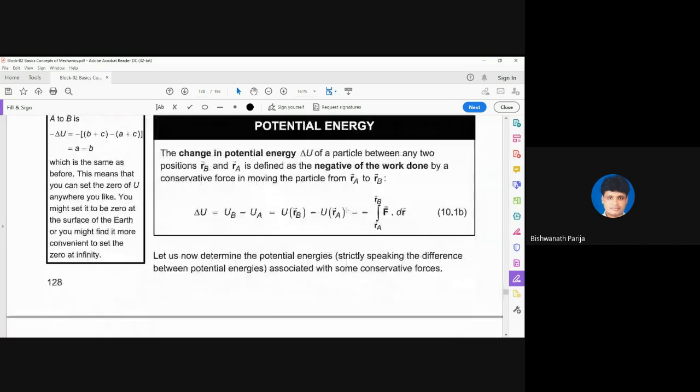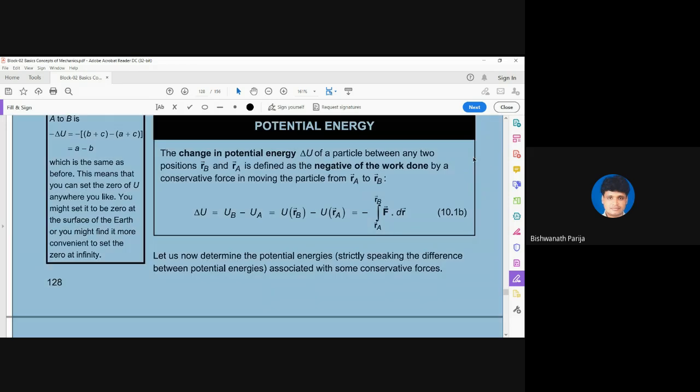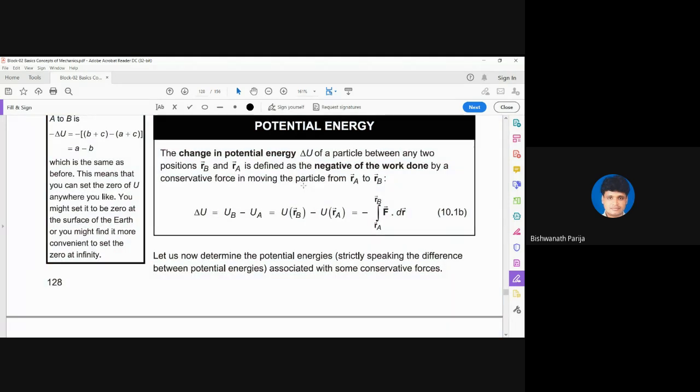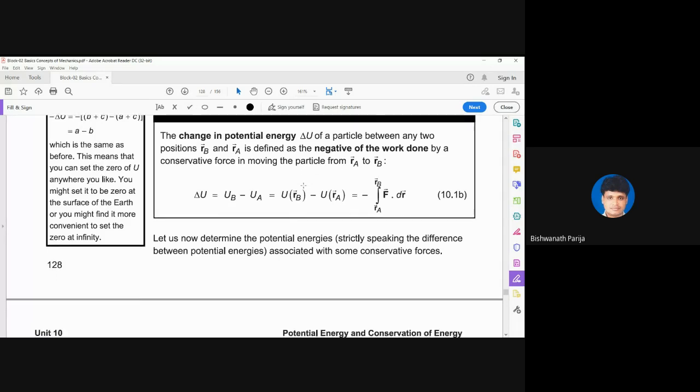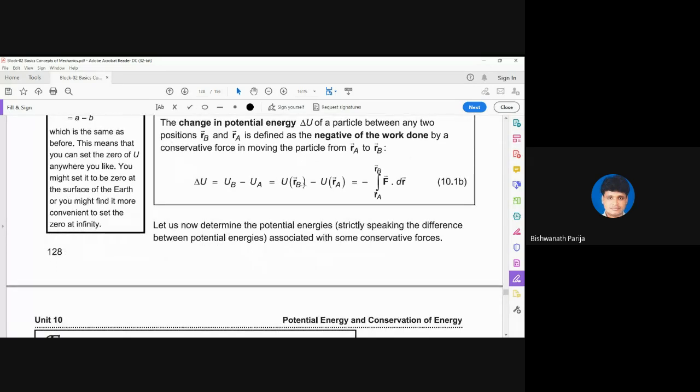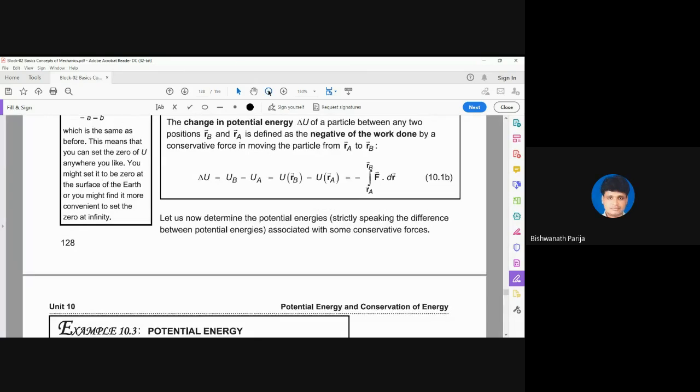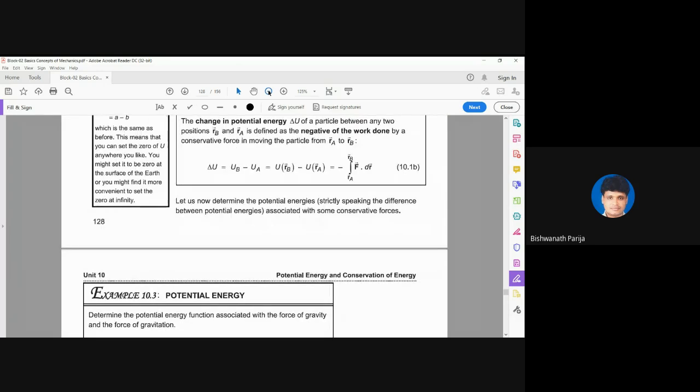So the change in potential energy, your UB minus UA, final minus initial potential energy, equals the negative of work done. Here it is written: the change in potential energy of a particle between any two positions RA and RB is defined as the negative of work done by the conservative force in moving the particle from RA to RB. Everyone clear? Very good.